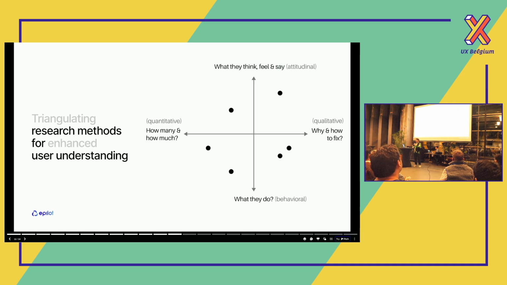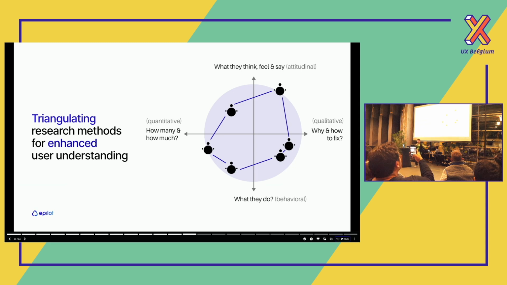We put all of that on a graph. Then attitudinal and behavioral are opposing each other, and qualitative and quantitative are opposing each other. If we put that all together, we have a great map of user research methods which helps us understand which method to use in which case. This is not my idea, by the way, but Christian Röder came up with that, great researcher.